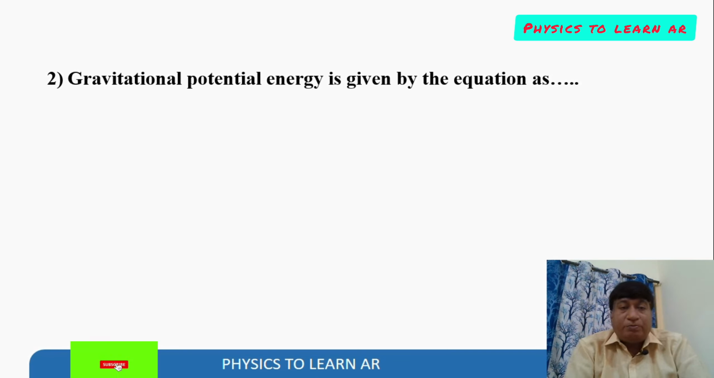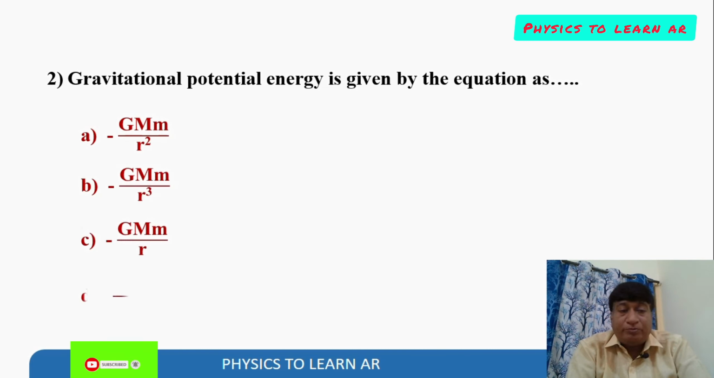So gravitational potential energy is given by the equation. Just now you have seen the proof of the concept. U is equal to minus G M m by r. So that is the answer.